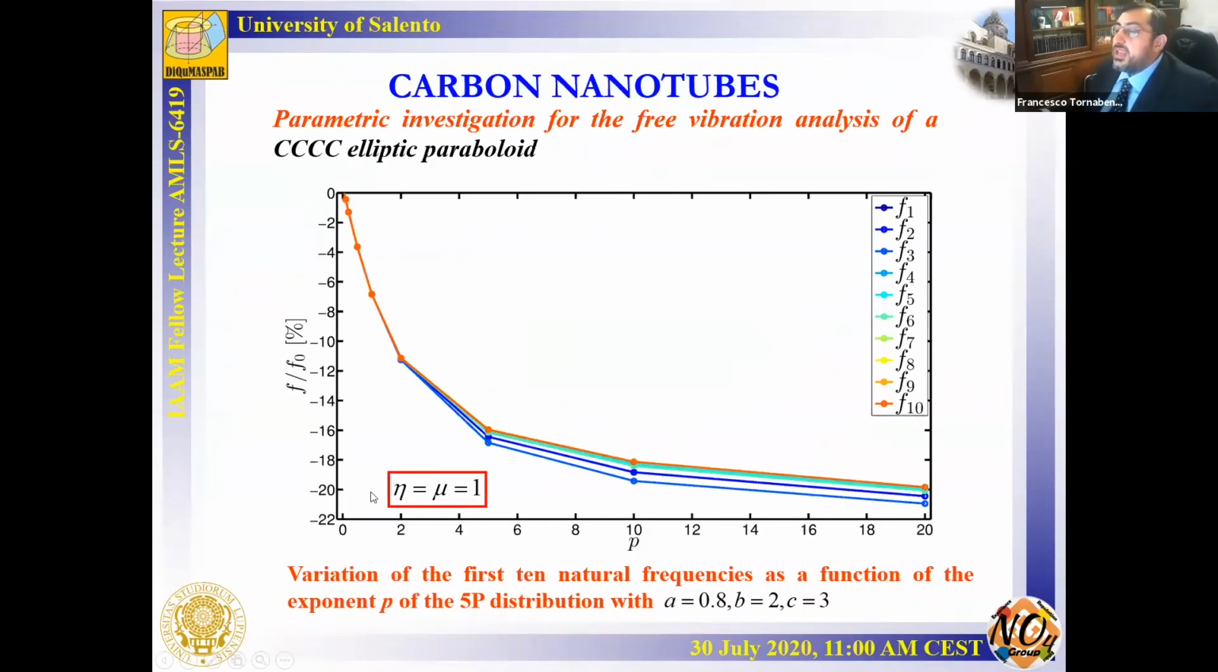And so if we fix the 2 agglomeration parameters and we change the exponent of the power law of the distribution of the volume fraction of the carbon nanotube inside the lamina, we can see this sensitivity of the response of the structure.